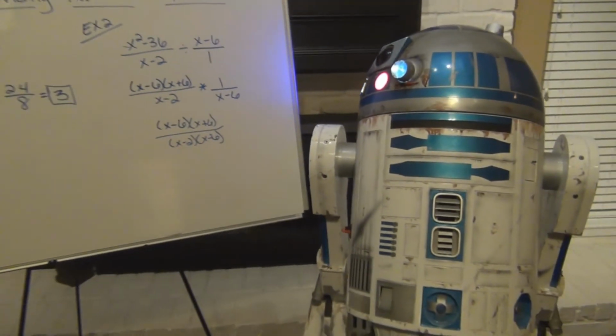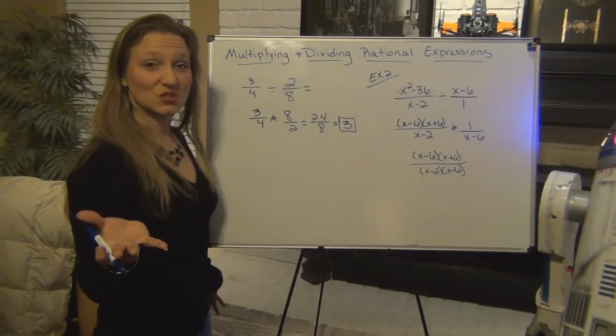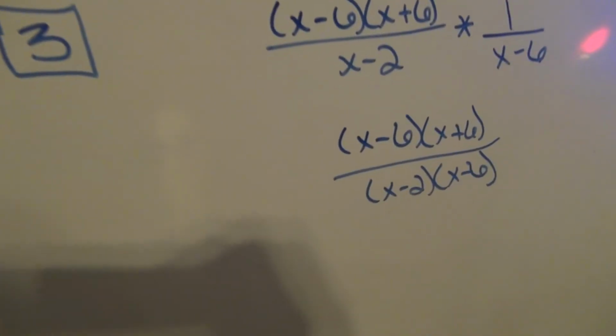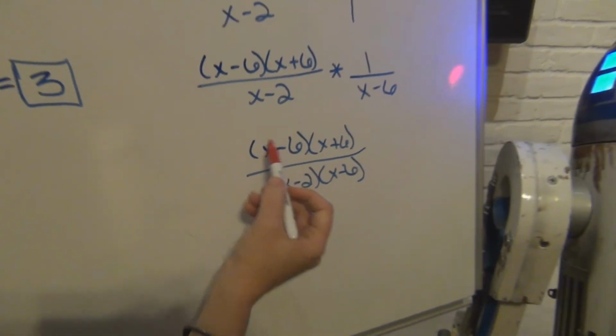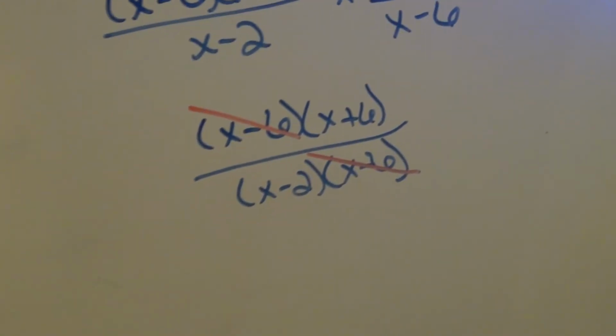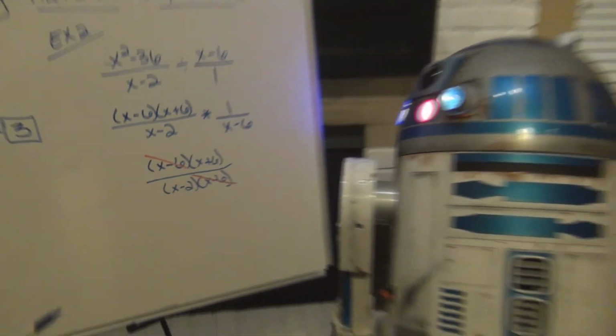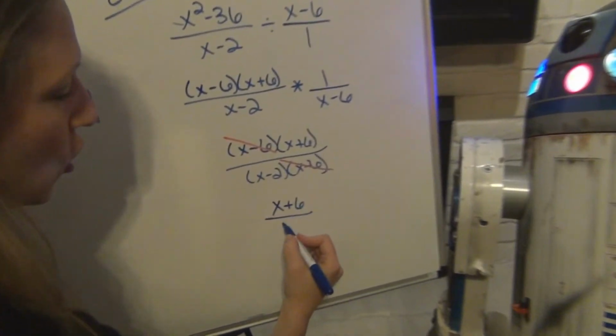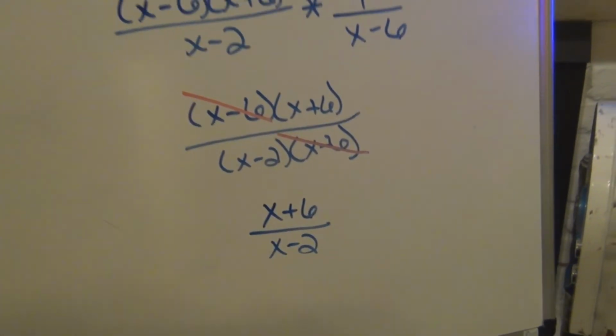Last step, R2, is to look to see if anything is going to cancel. Do we have any common factors? Notice we have an x minus 6 in the numerator and we have an x minus 6 in the denominator. So since they are factors, we can cancel. And we are left with x plus 6 over x minus 2.